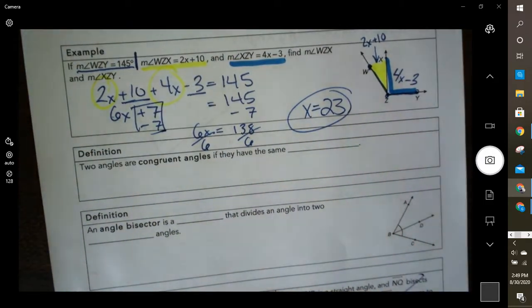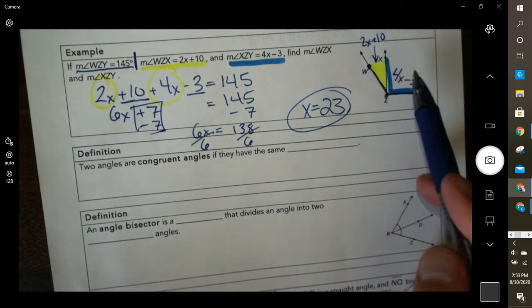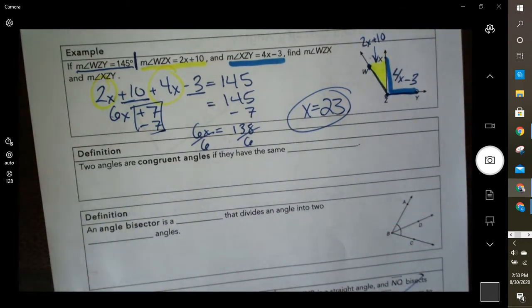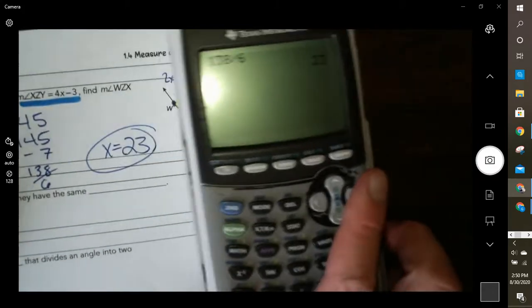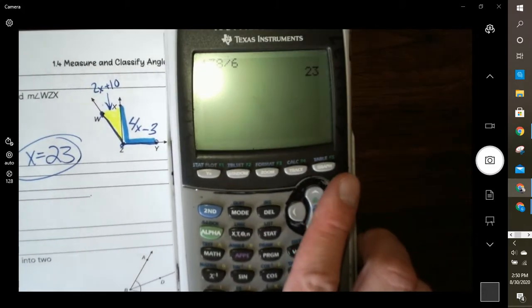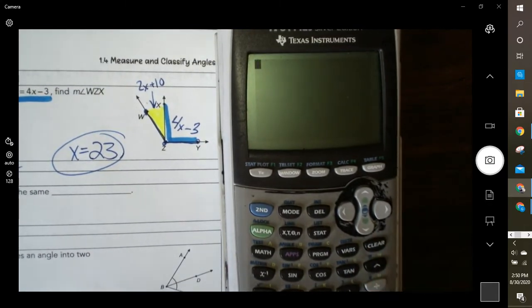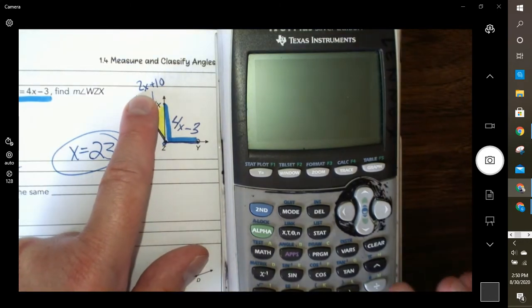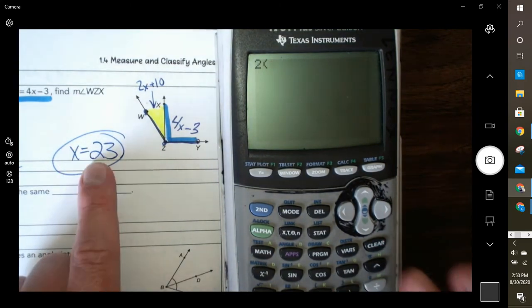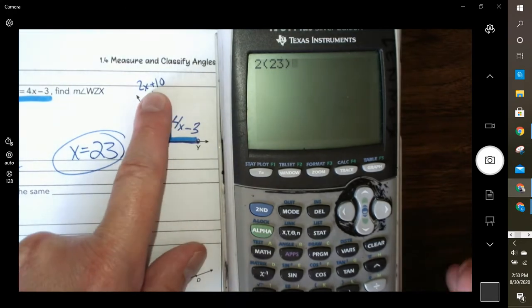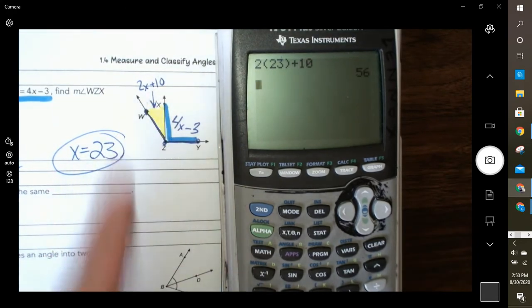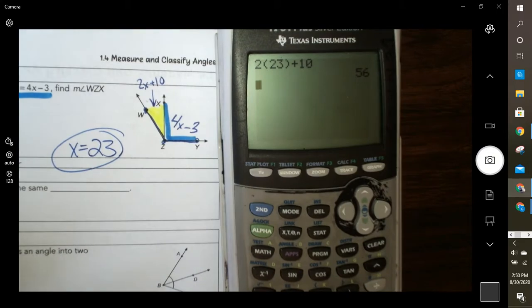And then it goes, are we done? And you're like, yeah, we did a bunch of work, right? But no, we did not answer the question. We have not solved for these angles yet. So let's substitute that 23 in. And we'll have these calculators in everybody's hands very soon. As you'll see, this helps expedite our process here. So 2x plus 10 would be 2, open parenthesis, substituting in the 23, close parenthesis, plus 10. I get 56 for this one.